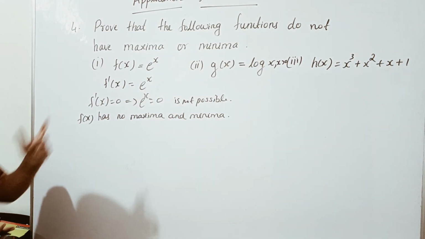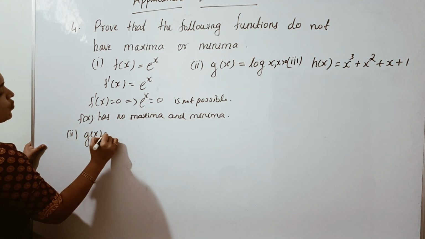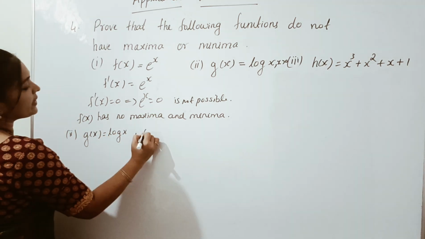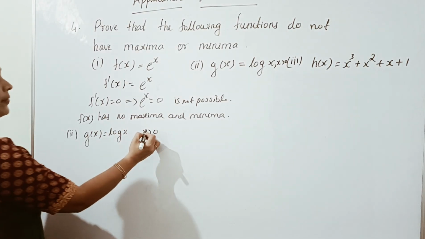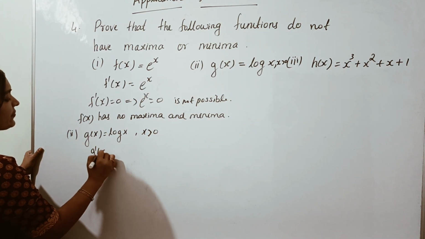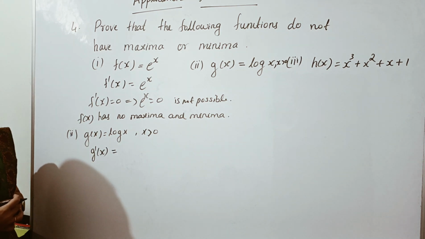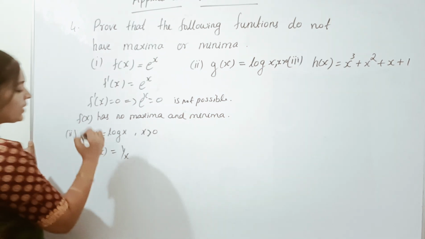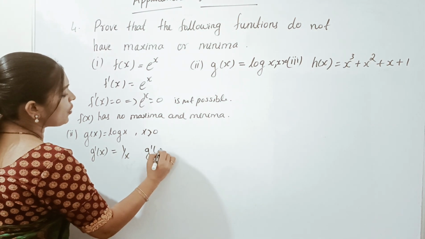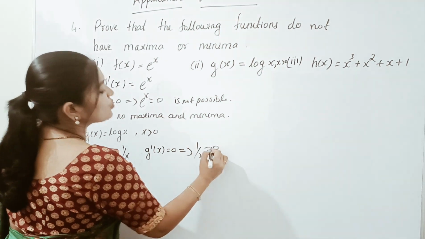Okay, then the second one is g of x is equal to log x, here x greater than 0. So here also let's find g dash of x, the first derivative of g of x, that is, the derivative of log x with respect to x is 1 by x. Then next, g dash of x is equal to 0 implies 1 by x is equal to 0.